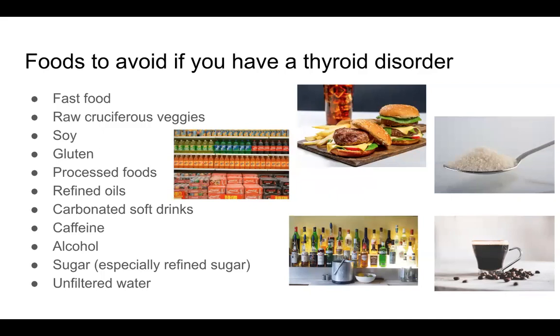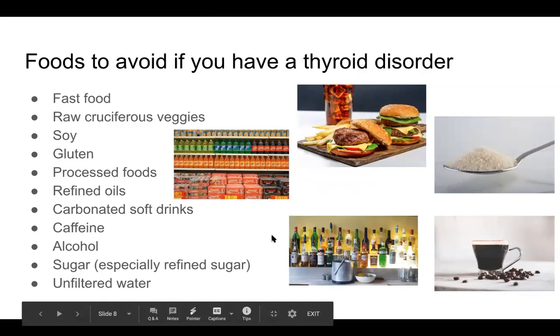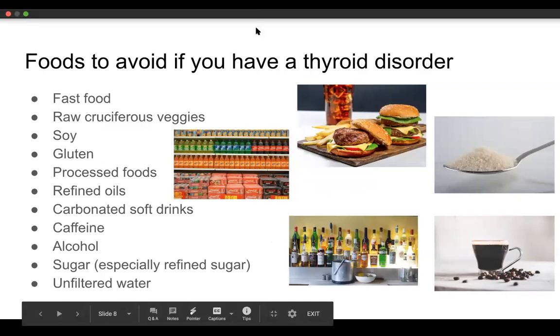hypothyroidism. Soy, gluten, other processed foods, refined oils, carbonated soft drinks, caffeine, alcohol, sugar, especially if the sugar is refined, and unfiltered water. Those are just foods that you should try to minimize and avoid as much as possible if you have thyroid disorder.